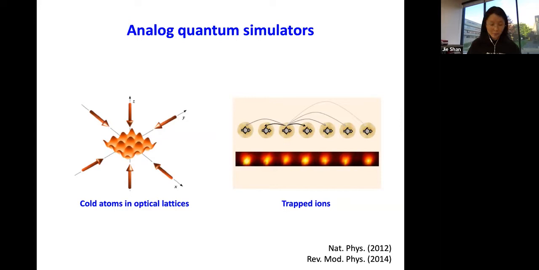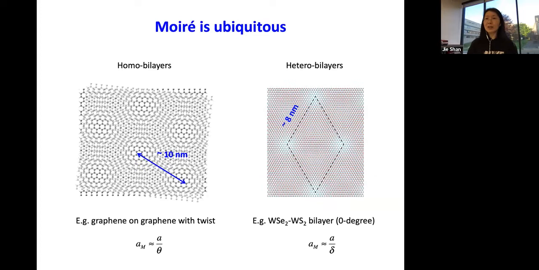So what I'm going to talk about today is those moiré materials made of two-dimensional materials, 2D materials. And as you will see a little bit later in the talk, the moiré materials have a different energy and length scale compared to a real solid or cold atoms. And this is the new solid state platform where we hope we'll be able to look at the correlation in some complementary way.